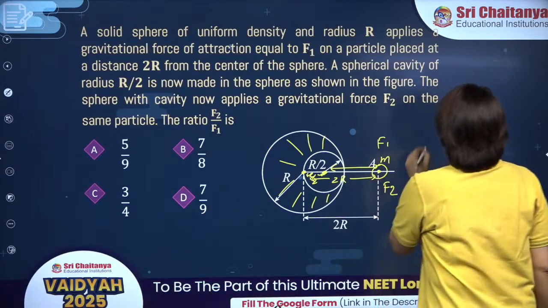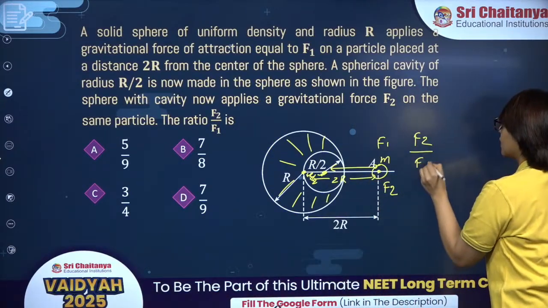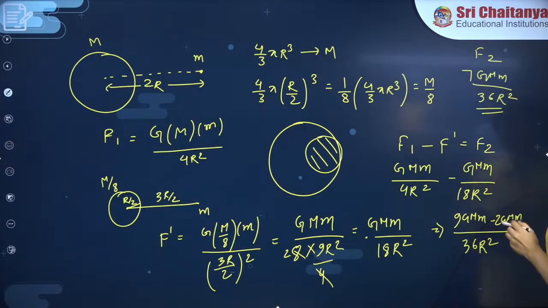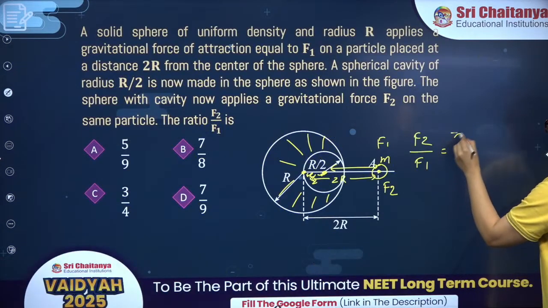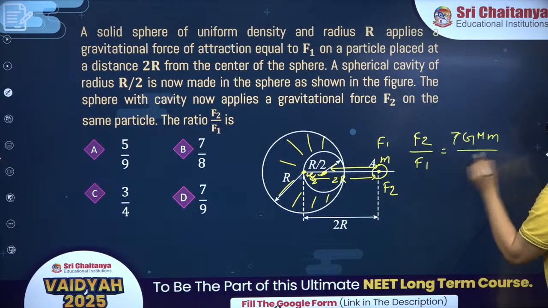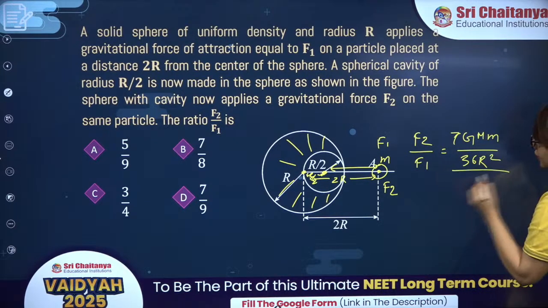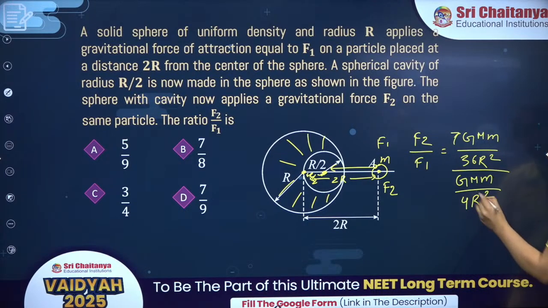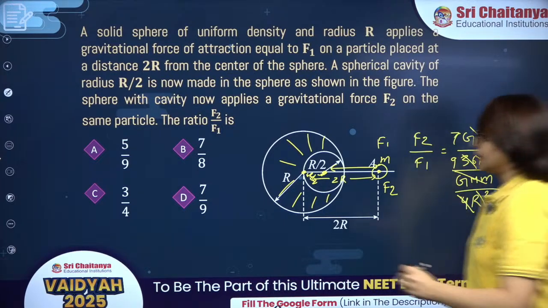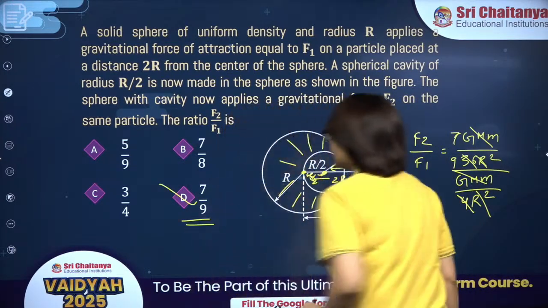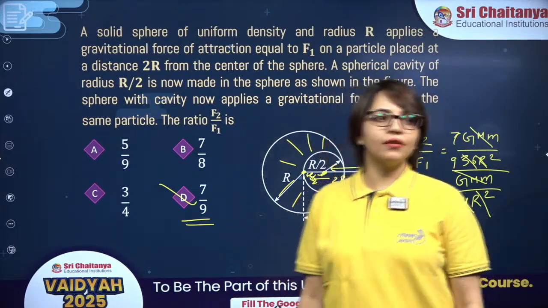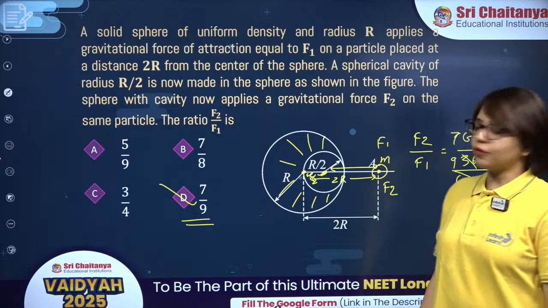F2 to F1. F2 will be 7 GMM divided by 36 r square and F1 is GMM divided by 4r square. R square cancels, GMM cancels, this will be 9. So the ratio is 7:9, which is option D. I hope all of you guys are getting the same answer. Well done. All right. Now let's move on to the next question.